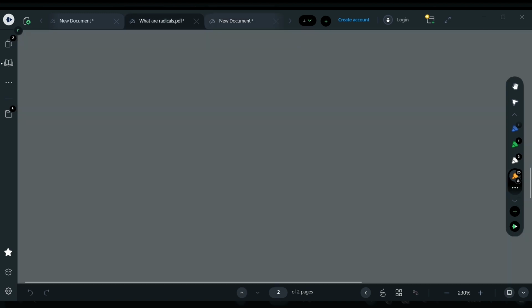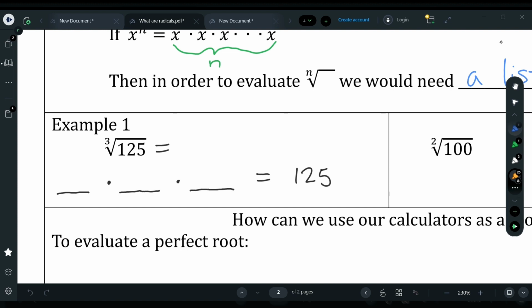So over here, this is the number that makes this true. 5 times 5 times 5 equals 125. You could check that on your calculator if you want. So therefore, that means the third root of 125 is a 5. And that's our answer there.